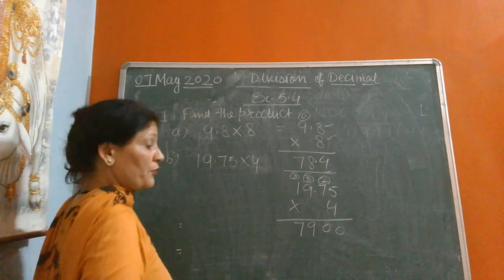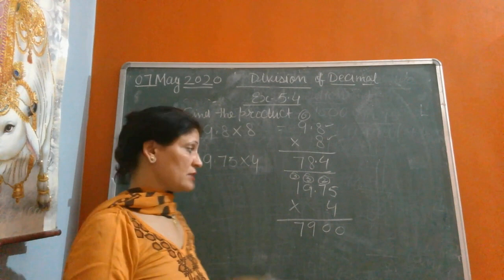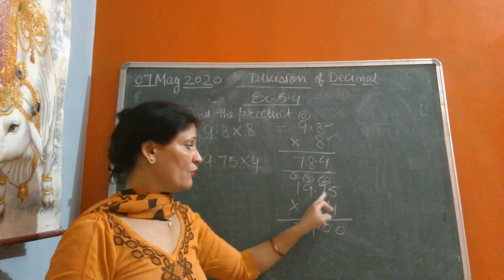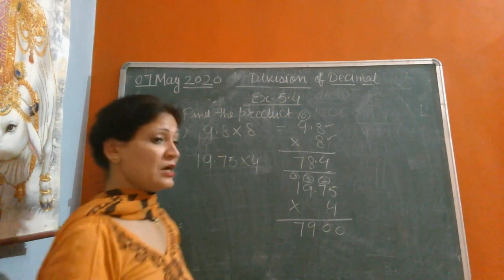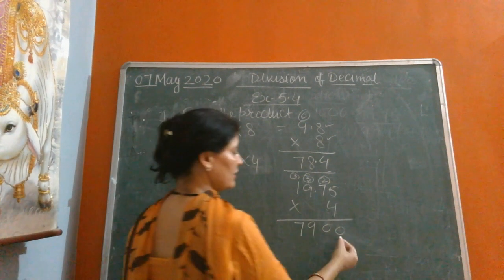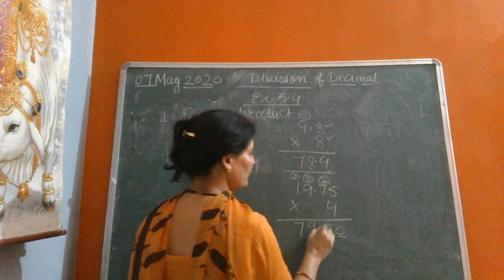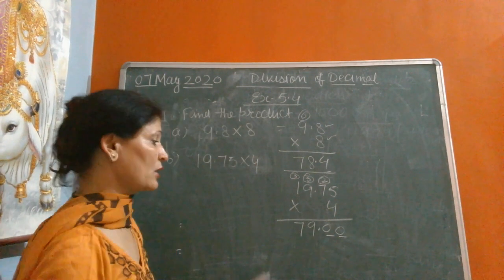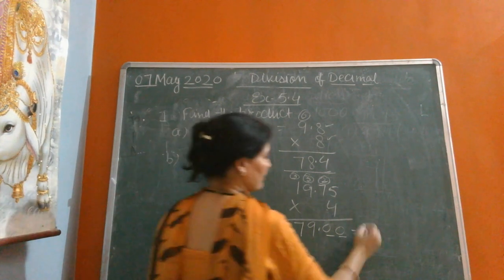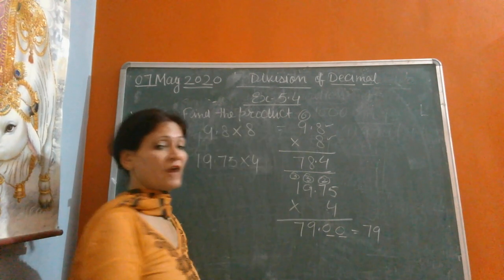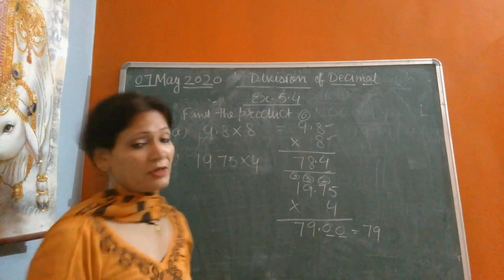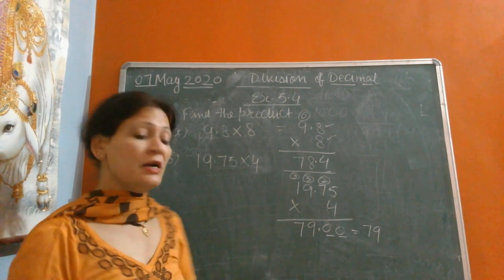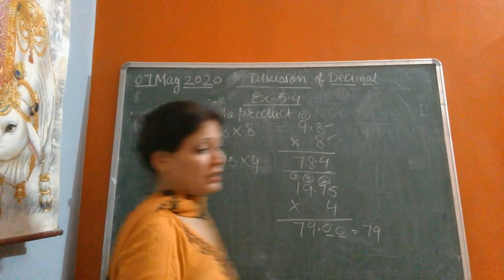Now when we put the decimal, first we will count the digits after the decimal. 1 and 2. There are 2 digits. So we will count from the right hand side 1, 2, and we put the point before the 2 digits. Now our answer is 79. Because the 0s after the decimal are there, we will ignore them, because there is no value of 0 after the decimal.